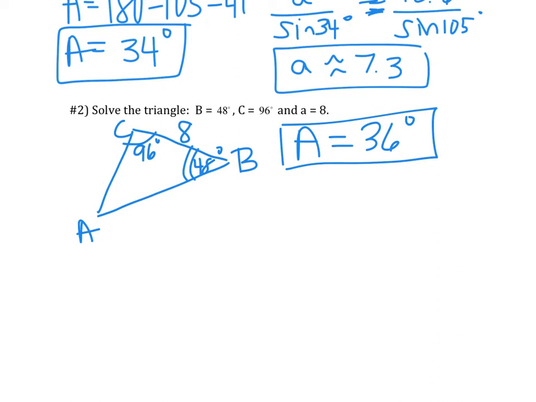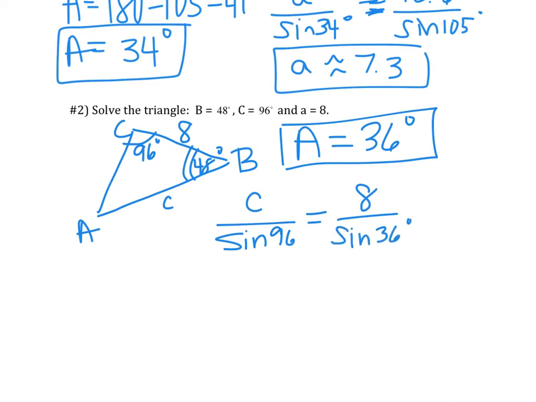So here we go. Let's set it up. Which one should we solve for first? I'm going to solve for side C, if you don't mind. So I'm going to go side C over the sine of 96 is equal to side A, which is 8, over the sine of 36. By the way, if you do flip those, that's okay. It's just I always like to start with what I need to solve. That way I don't have to cross multiply. I have that up top already, and I can just multiply by sine 96.